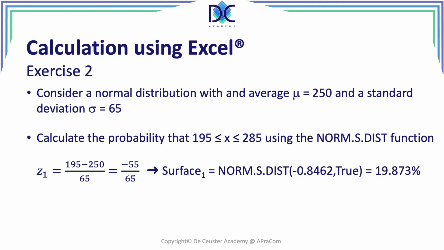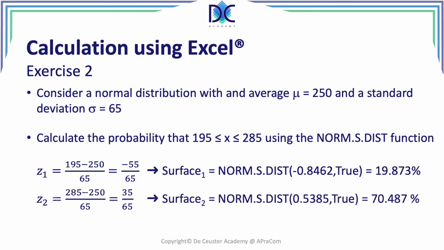First we have to calculate the z value for the surface from x, x smaller or equal than 195. So we find 195 minus 250 divided by 65 is minus 55 divided by 65. And that first surface using NORM.S.DIST is a z value of approximately minus 0.8462, or you can use the value in the field of Excel, and that's equal to 19.873%. So that's the probability that x is smaller or equal than 195.